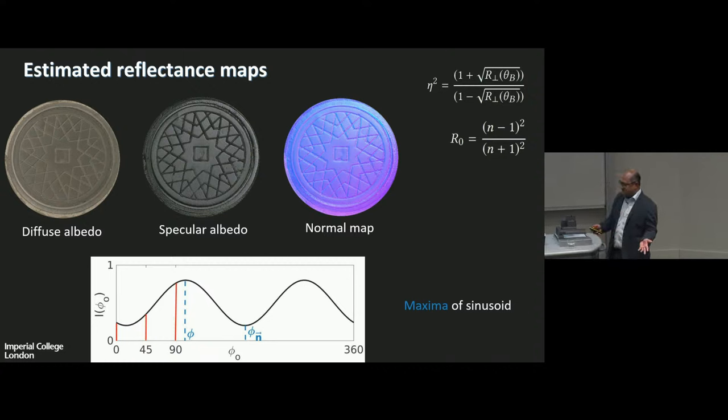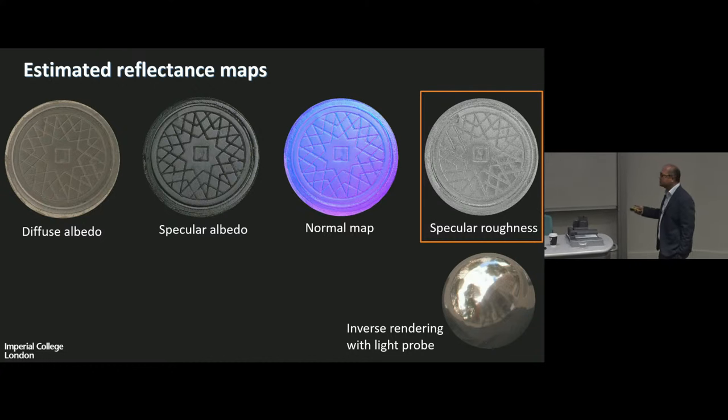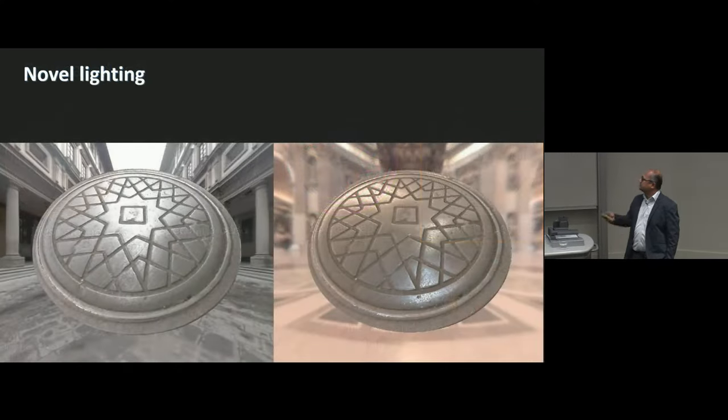So unlike previously, when we had to optimize for all the parameters, now we only need to optimize for one parameter, which is the specular roughness. That means we've analytically determined as many of the parameters as possible, reducing the effort of optimization. To do this, we need to measure the incident illumination. We can do that by measuring a light probe in the scene, and now we've resolved surface reflectometry of the surface outdoors in an uncontrolled environment.